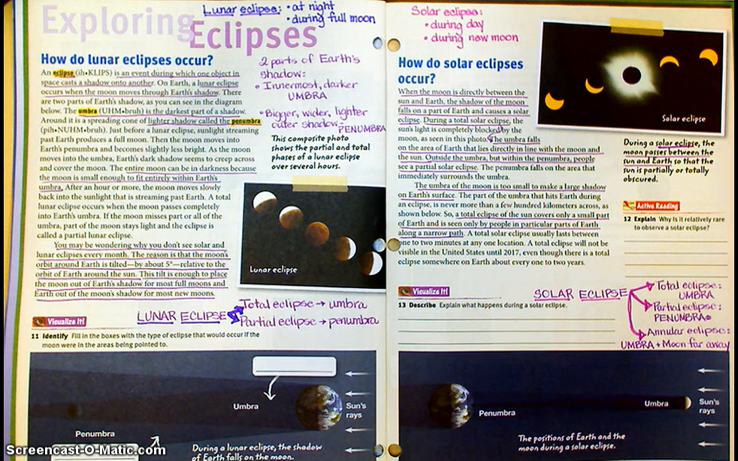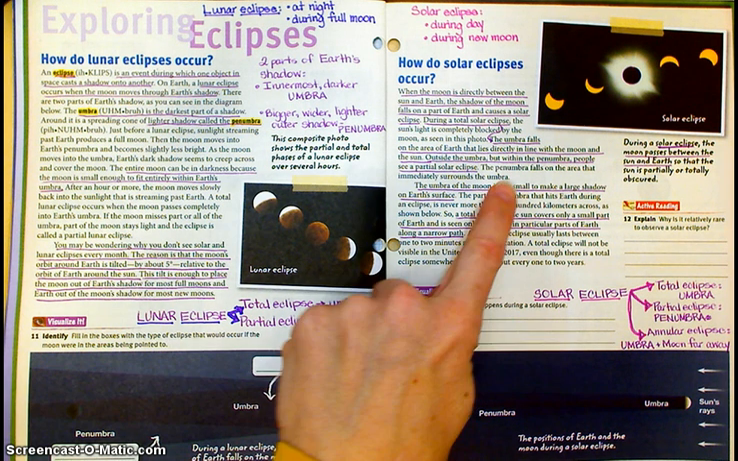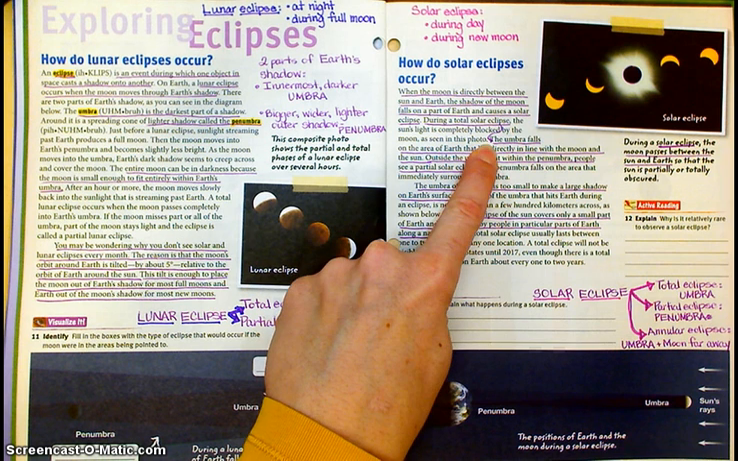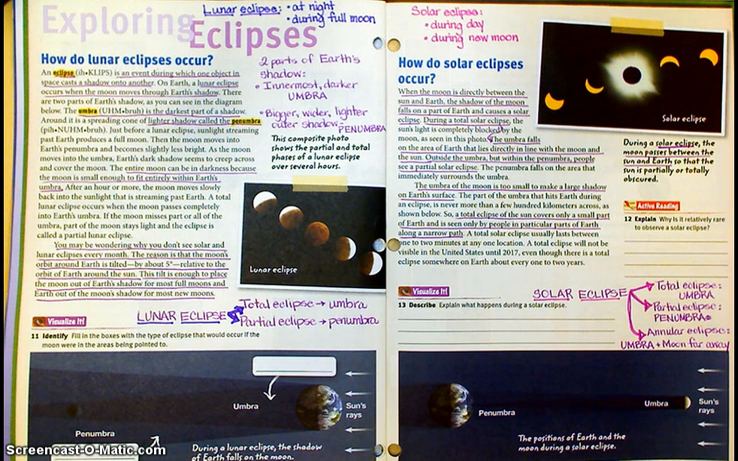Okay, looking at solar eclipses. How do solar eclipses occur? When the moon is directly between the sun and the Earth, the shadow of the moon falls on part of Earth and causes a solar eclipse. During a total solar eclipse, I put a little arrow, the umbra falls on the area of Earth that lies directly in line with the moon and the sun. Outside the umbra, but within the penumbra, people will see a partial solar eclipse.